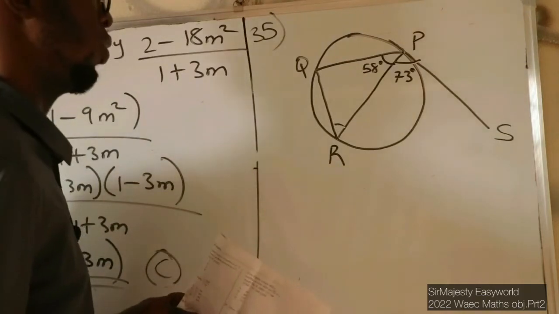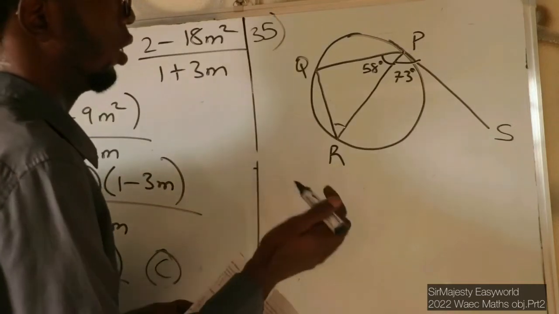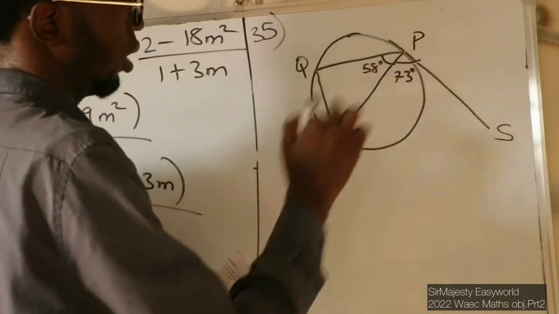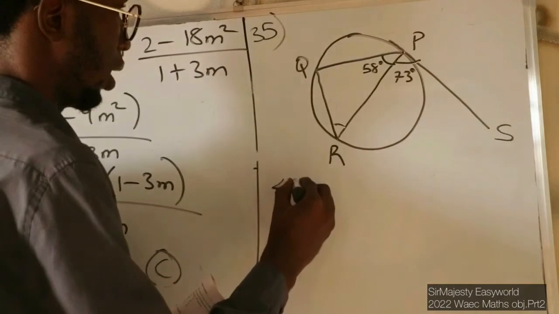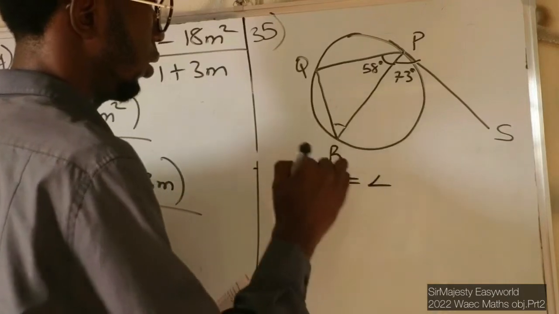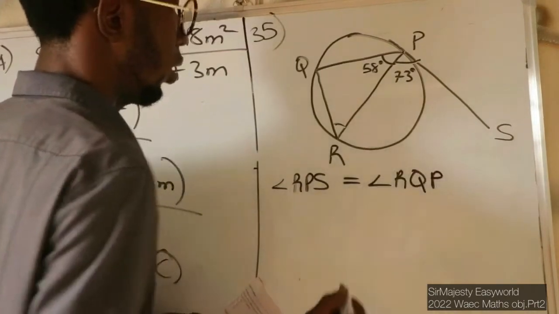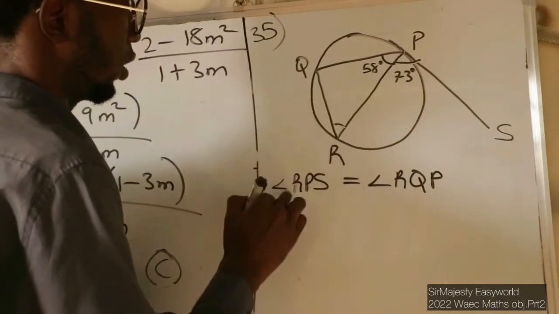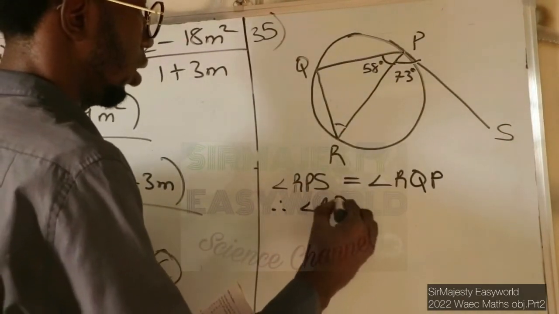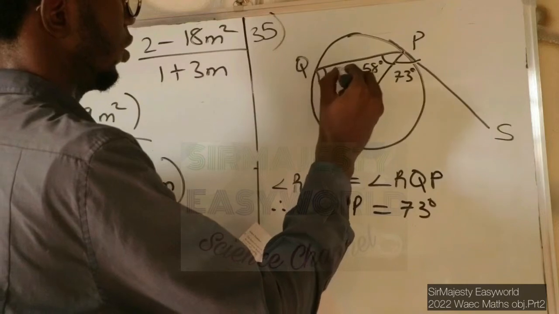To find this angle, we use something called the alternate segment theorem. Using the alternate segment theorem, we can say that angle RPS is equal to angle RQP. Since angle RPS is 73 degrees, we can say that angle RQP is also 73 degrees. So here is 73 degrees also.